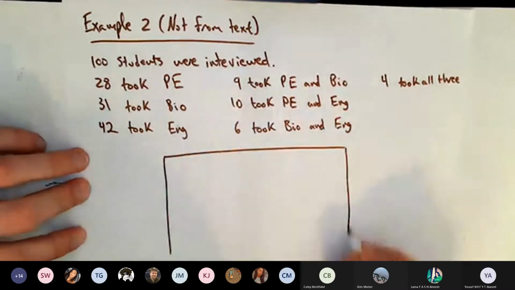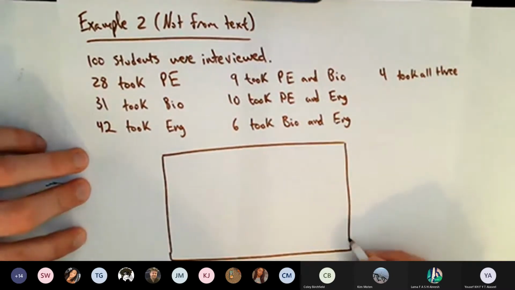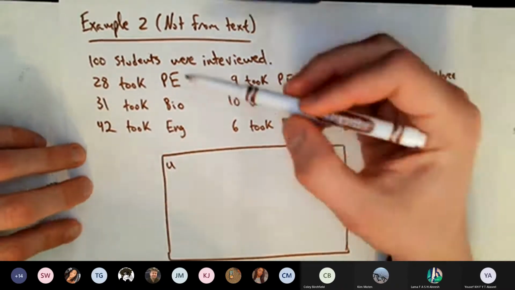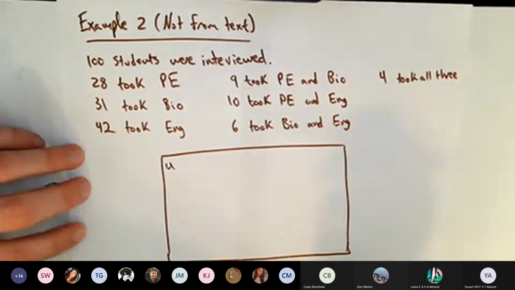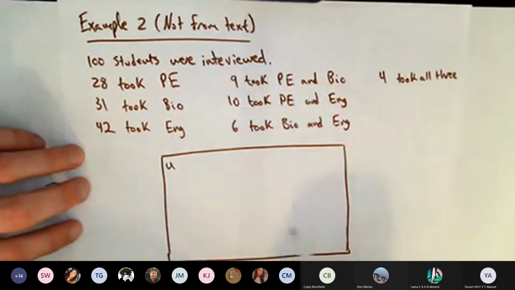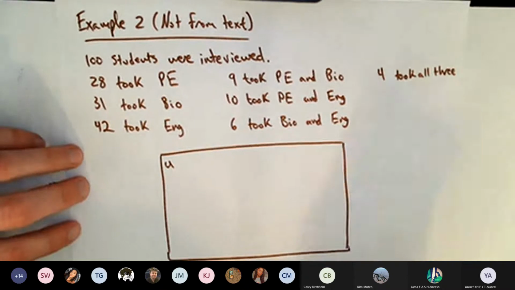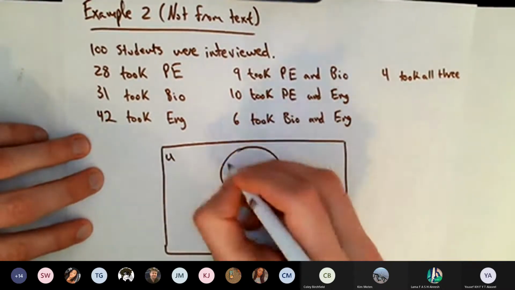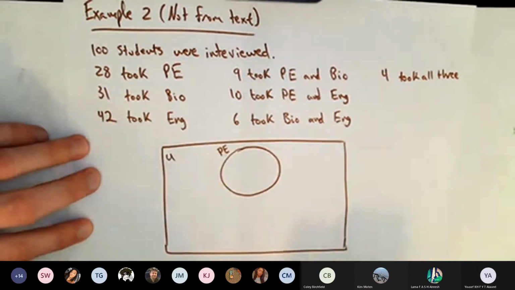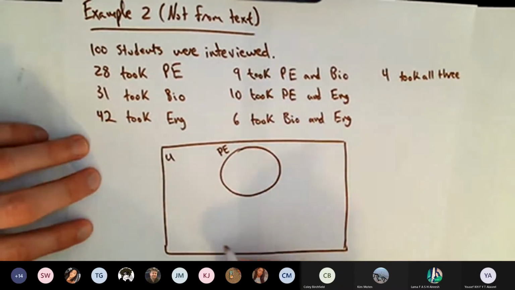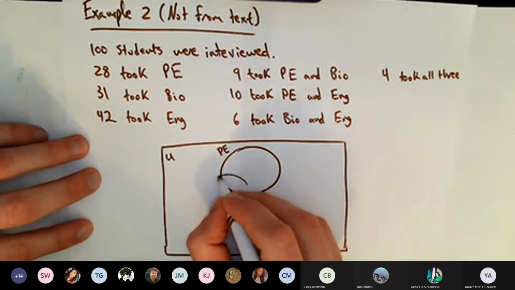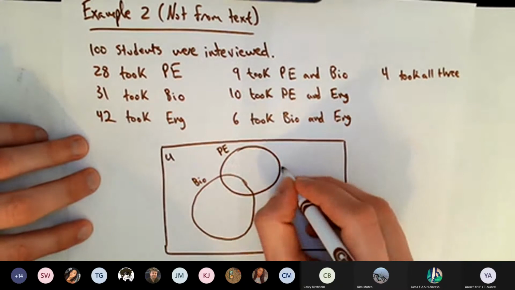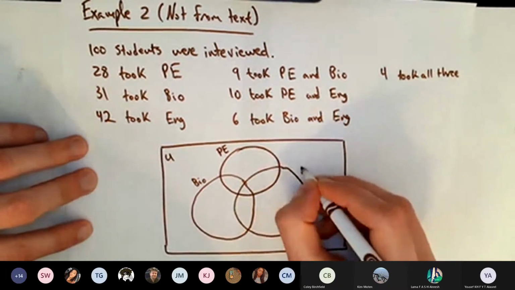How big does my set need to be? Okay, there's my rectangle. There's my set U. I'm going to label each of these sets just with the name of the class, because why not? They're short names, so they'll fit in my picture, and that'll keep us organized. I'm going to put the PE one up top. PE, and then over here will be biology. And over here will be English.